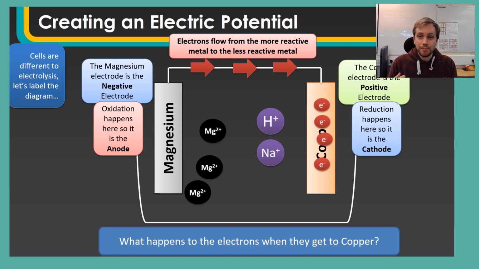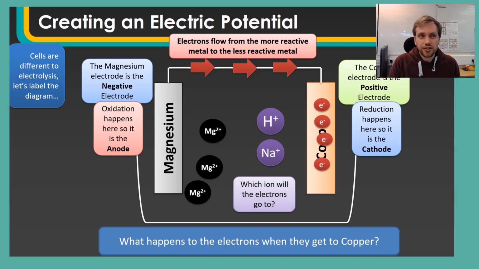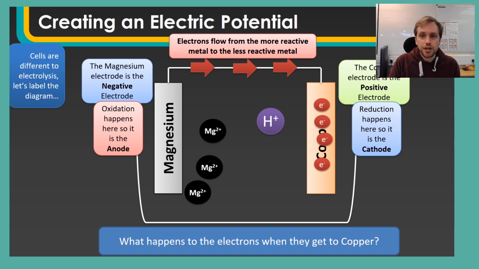If I've got a metal that's more reactive than hydrogen, then it's going to be hydrogen, because otherwise we're going to be discharging sodium and that's just going to react and displace hydrogen anyway. So which ion are the electrons going to go to and which is going to discharge, which is going to form? The answer to that is hydrogen. So electrons move from the copper into the hydrogen that's in solution.